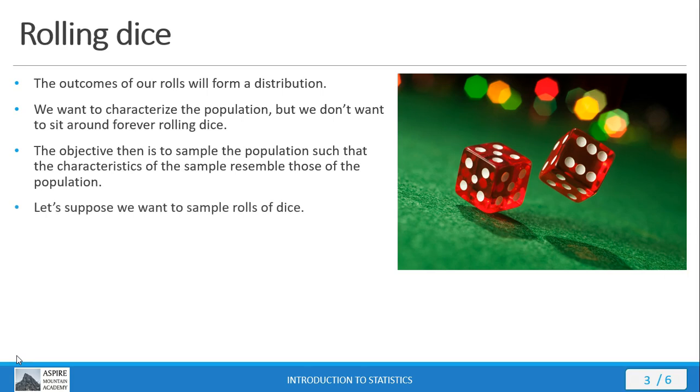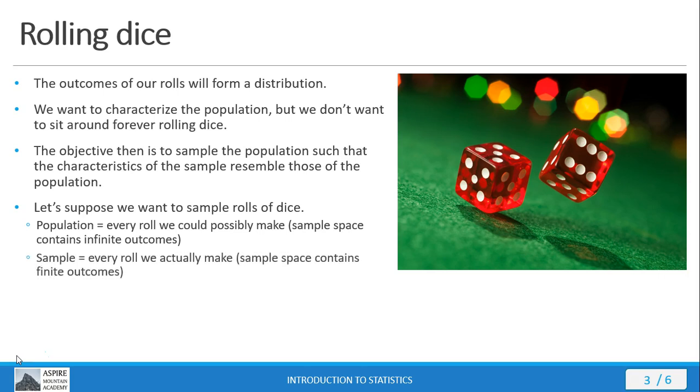So let's suppose we want to sample some rolls of dice. From the infinite number of rolls of dice that we could have in our population, we're going to take a sample. We're going to define the population as every roll we could possibly make, so our sample space is going to have an infinite number of outcomes. We're going to define the sample as every roll that we actually make, so our sample is going to contain a finite number of outcomes.